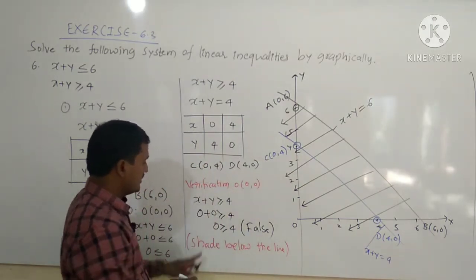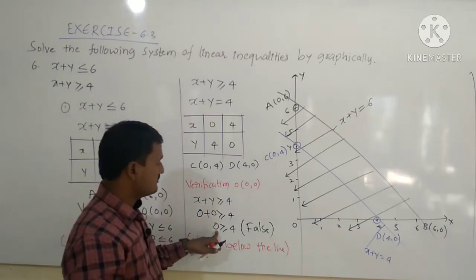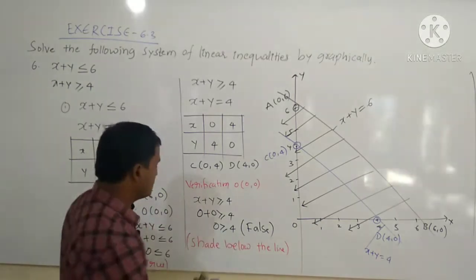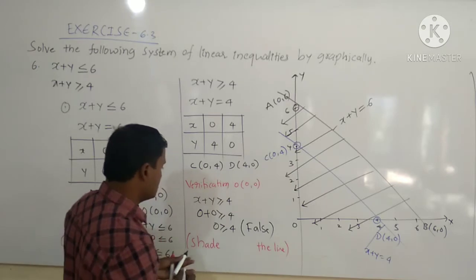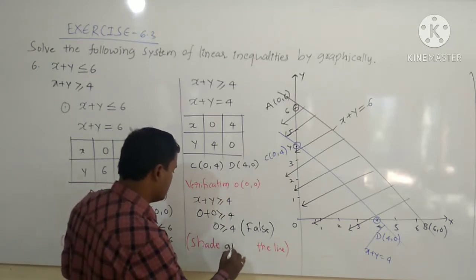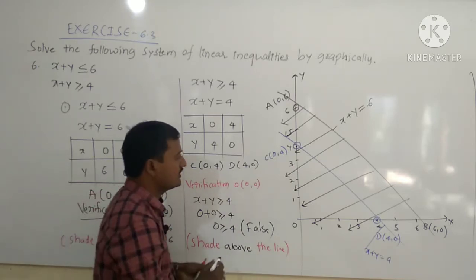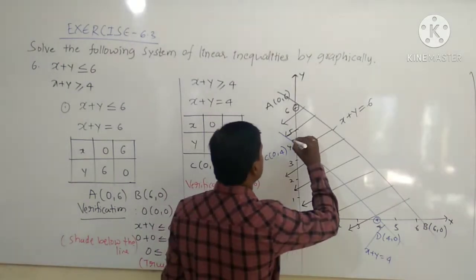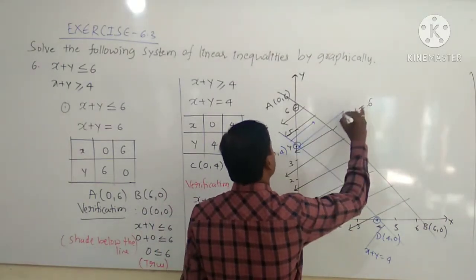So sorry, here it is 0 is more than or equal to 4. Here it is false. False means you have to shade above the line. Okay, right. So above the line means you have to shade like this, right?